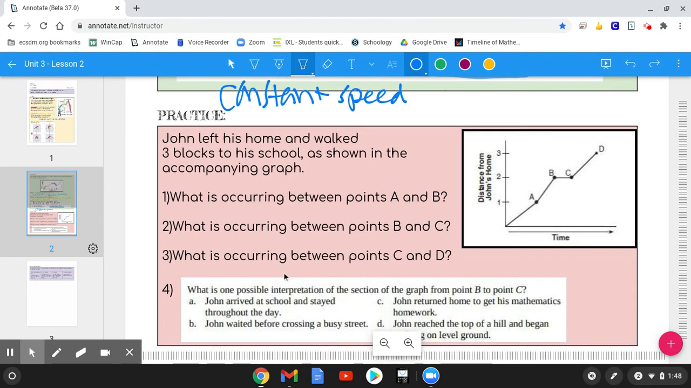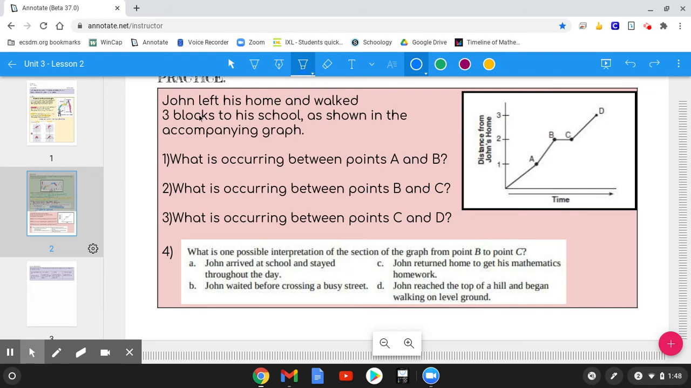Let's take a look at the practice problem. John left his home and walked 3 blocks to his school as shown in the accompanying graph. What is occurring between points A and B? So we notice, is it increasing, decreasing, or constant? The graph is increasing. But what does that mean? How do we figure out what that actually means?